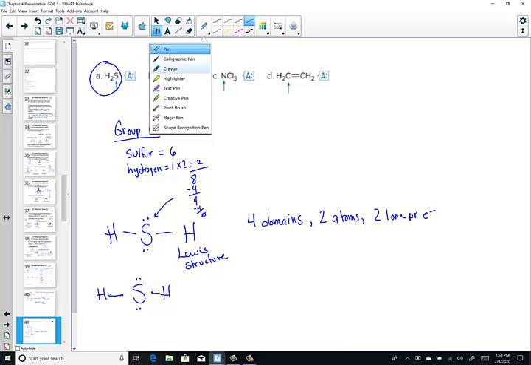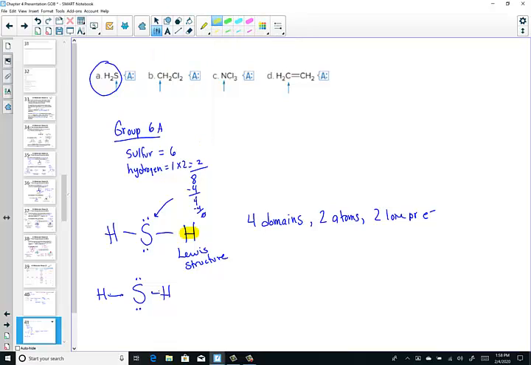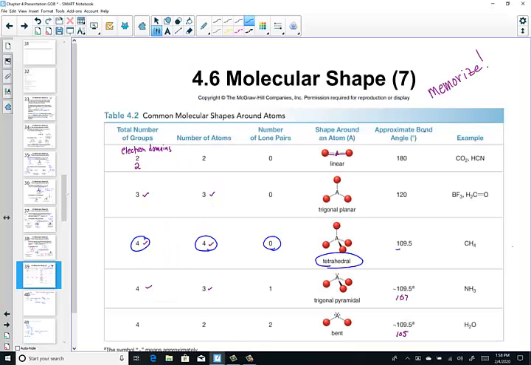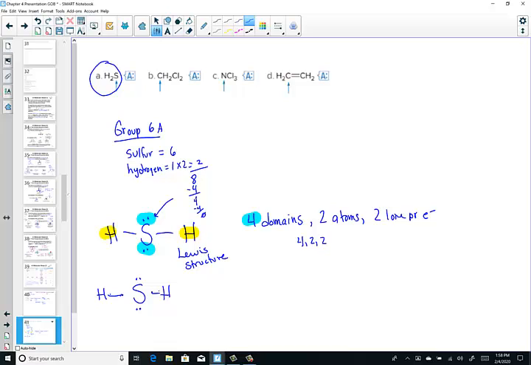So just to emphasize, a domain. Here's 1, 2, 3, 4 domains. Of those 4, 2 are atoms, 2 are lone pairs. So your VSEPR count is 4, 2, 2. When you use your VSEPR chart that you're working to memorize, 4, 2, 2 is a bent geometry with bond angles of about 105. So sulfur to hydrogen drawn correctly would have a bent molecular geometry.